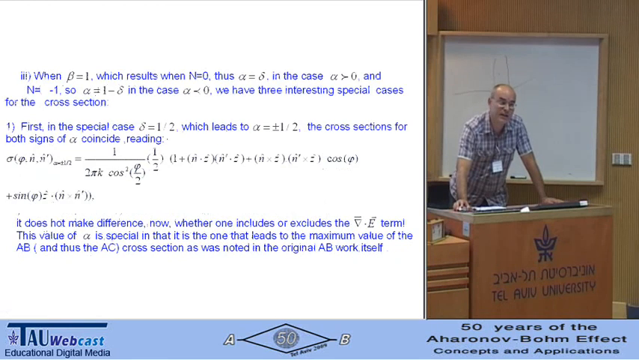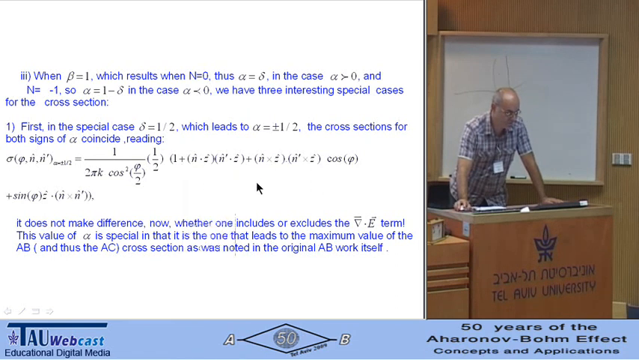Now, interesting special cases can be reported. That is when alpha is only a fraction, which takes place when n equals 0 in the alpha greater than 0 case, and n equals -1 in the alpha less than 0 case. In this case, you have delta equals 1/2. That is, alpha equals plus or minus 1/2, which is the magic value of alpha. You get a cross-section which is the same, whether you include or exclude the div E term.